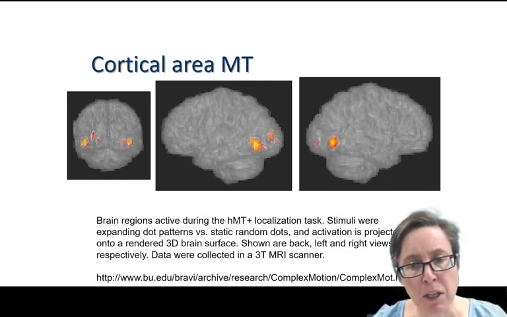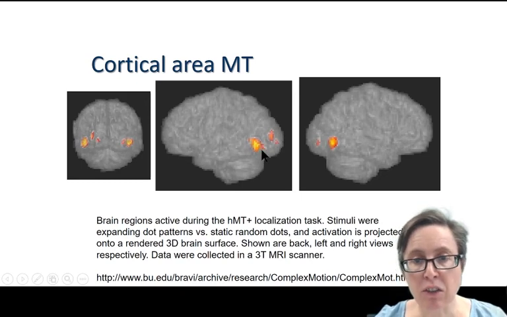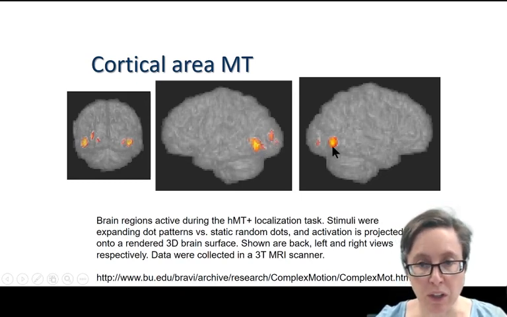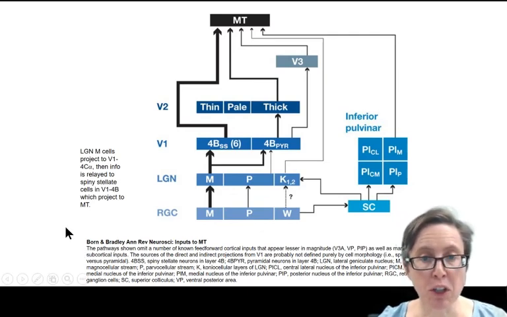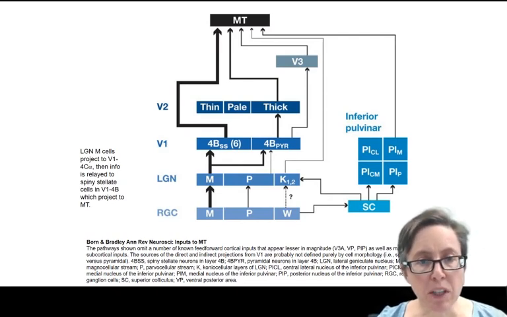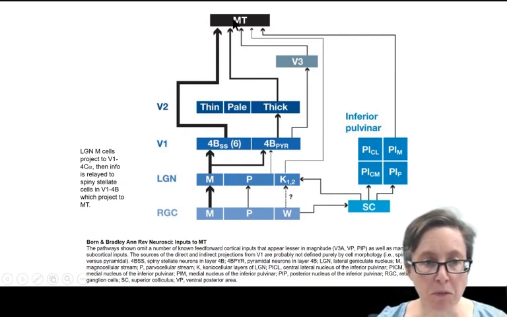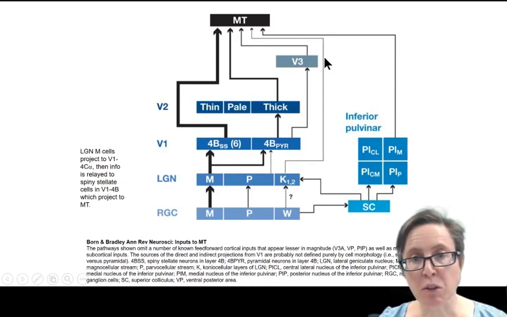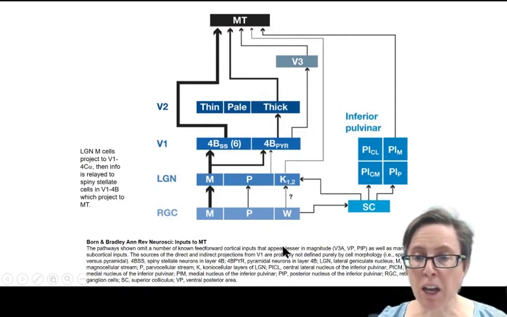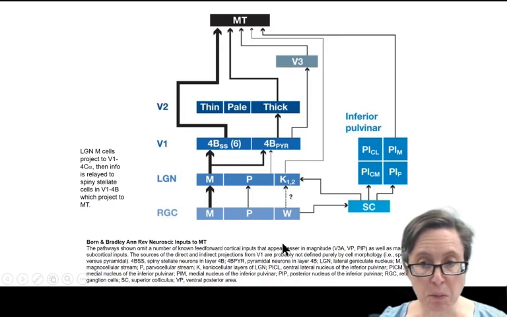And that very typically reveals this little area here, as you can see, sort of in the middle of your temporal cortex. Now this is a figure from a nice review of MT, which is on Blackboard for you. And you can see that MT receives strong input from V1, particularly from cells in V1 layer 4B. And you can see it also gets inputs from V2 and from V3, and interestingly from the koniocellular layer of the thalamus directly, and from some other pathways that we haven't even talked about yet.